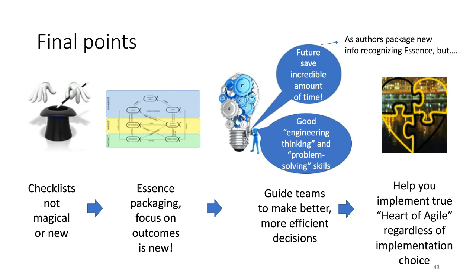But what I want you to take away here is that while this is a huge future benefit of essence, you don't have to wait for the practice and framework authors to get on board for you to start benefiting from essence. You can use essence today as a coach or a teammate using the techniques, such as the concrete examples I provided, to help your team learn proven engineering thinking and problem-solving skills that were true 50 years ago and will still be true 50 years from now. And by doing this, you will help your teams implement the true Heart of Agile, regardless of your choice of Agile implementation approach.